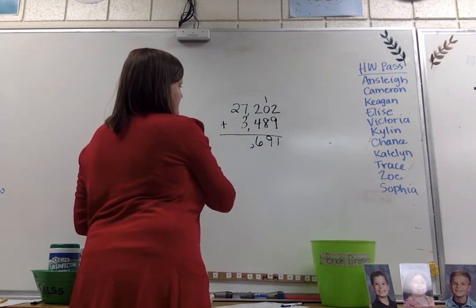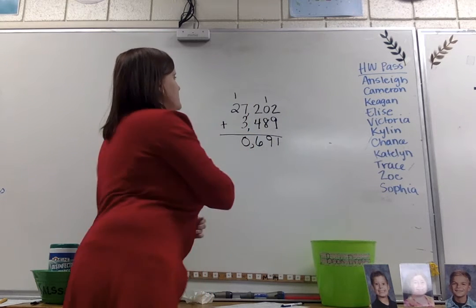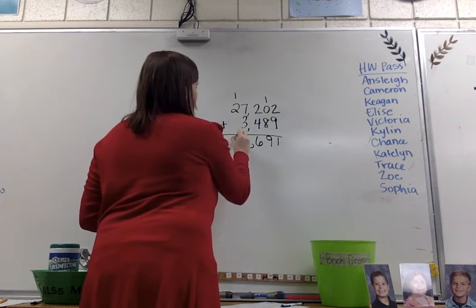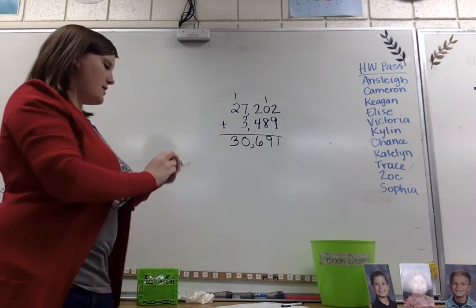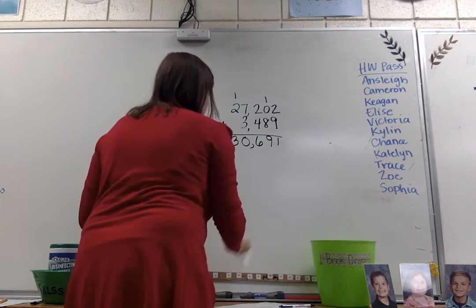2 plus 3 is a sum of 10. 0 goes in the thousands and carry the 1 to the 10,000s. 1 plus 2 is a sum of 3, so 3 would go in the 10,000s. So 30,691 would be our answer for that.